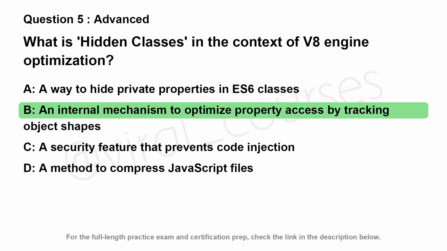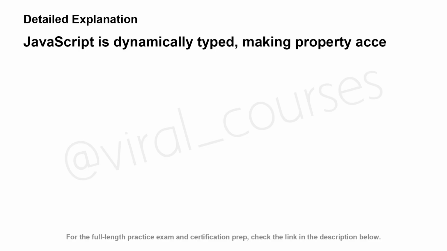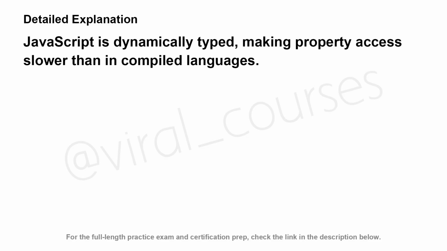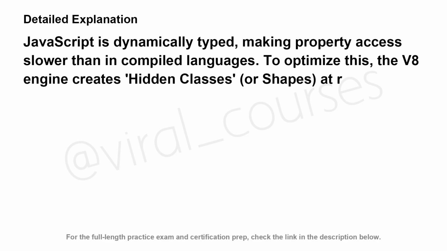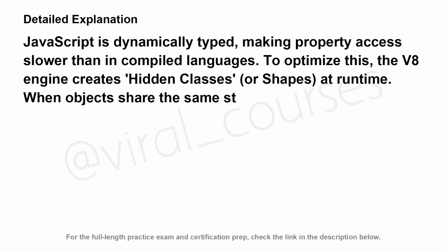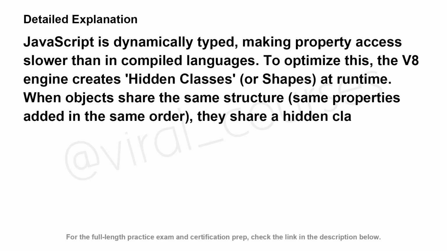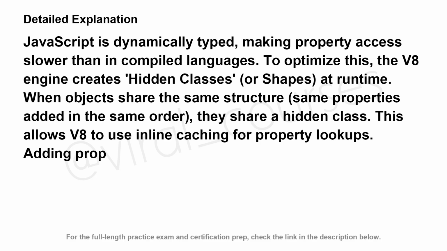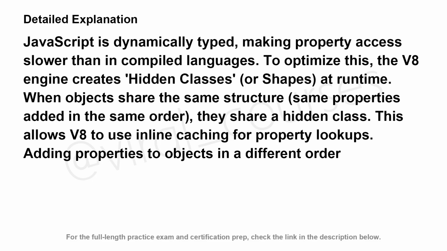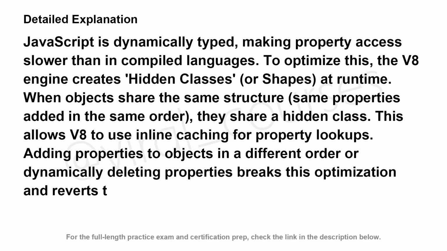The correct answer is B. JavaScript is dynamically typed, making property access slower than in compiled languages. To optimize this, the V8 engine creates hidden classes, or shapes, at runtime. When objects share the same structure, the same properties added in the same order, they share a hidden class. This allows V8 to use inline caching for property lookups. Adding properties to objects in a different order or dynamically deleting properties breaks this optimization and reverts to slower dictionary lookups.